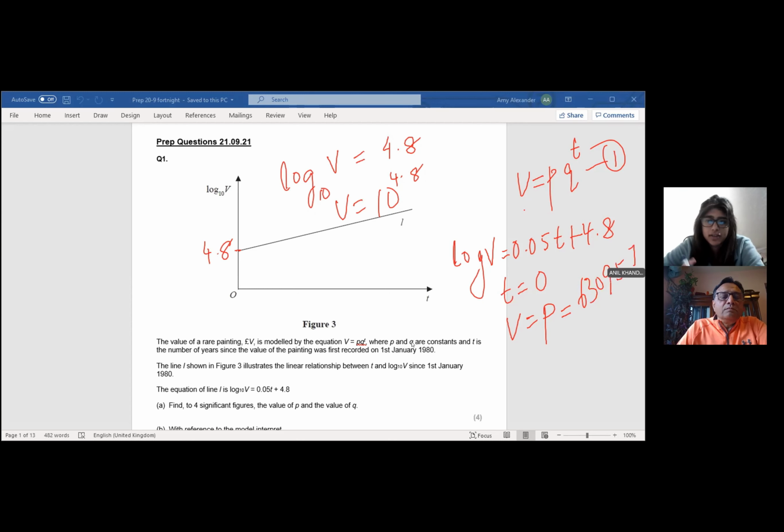10 to the power of 4.8 is 63095.73. You want four significant figures, so that is 63100. So that is what you get as your answer. Is that clear?